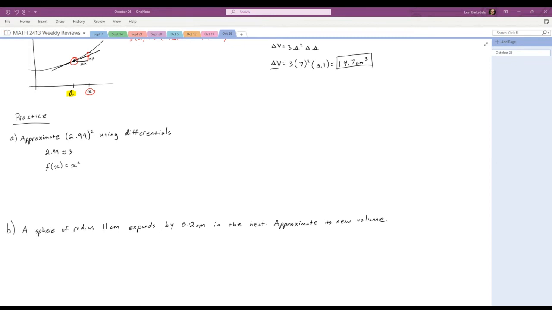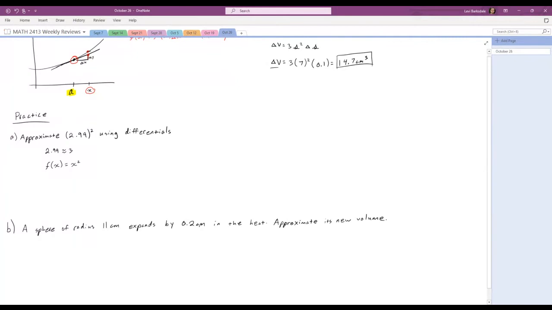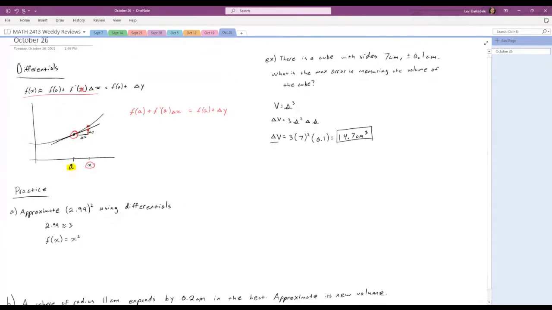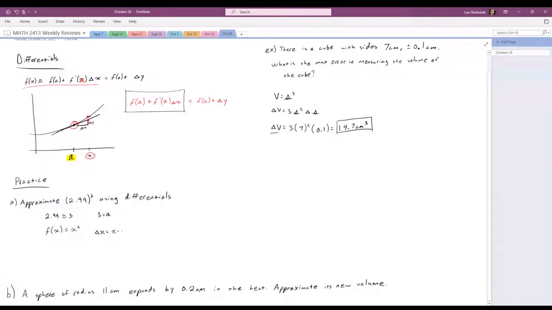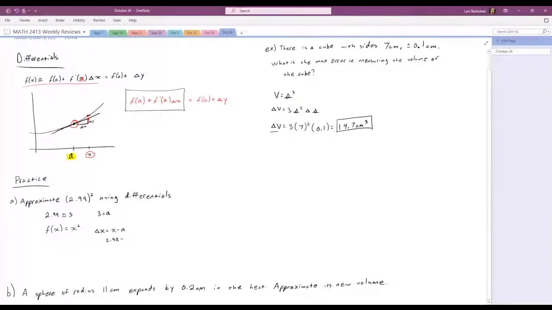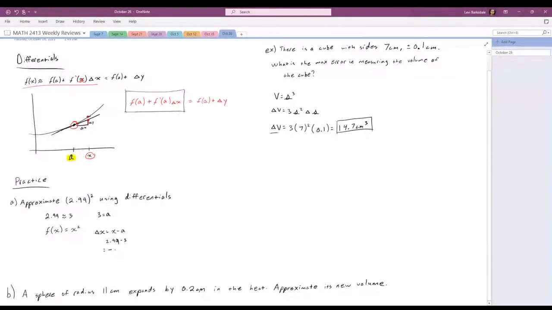Let's just go over problem part A. If you'll recall, our whole differentials formula is that our approximation is f of a plus f prime of a times delta x, where a is the point we're approximating. So in this case, we would let a be equal to 3, and delta x is equal to x minus a. So it's equal to 2.99 minus 3, so it's equal to minus 0.01.